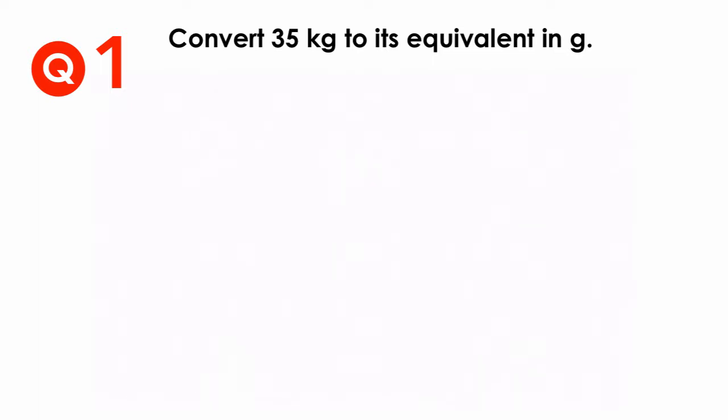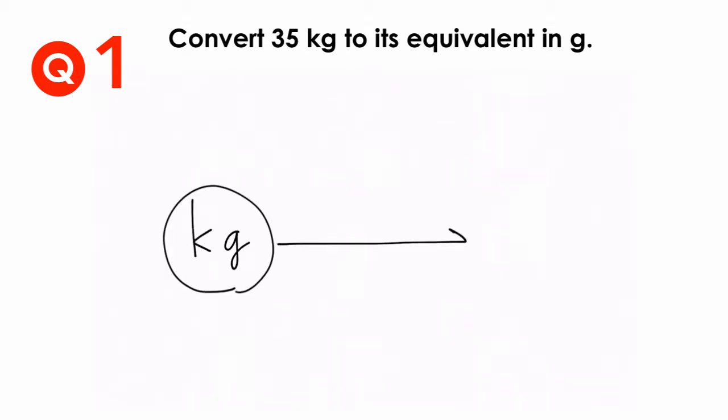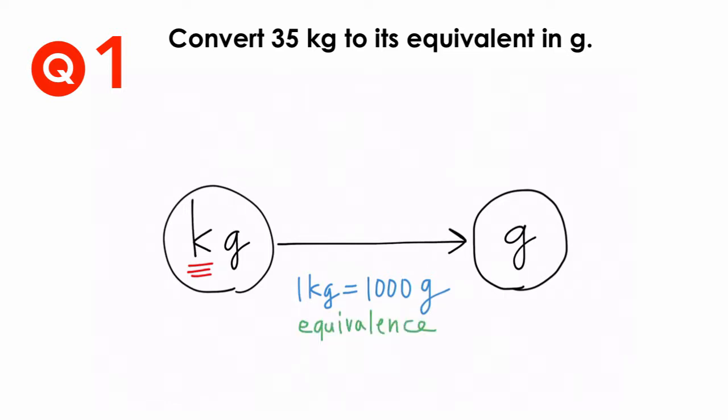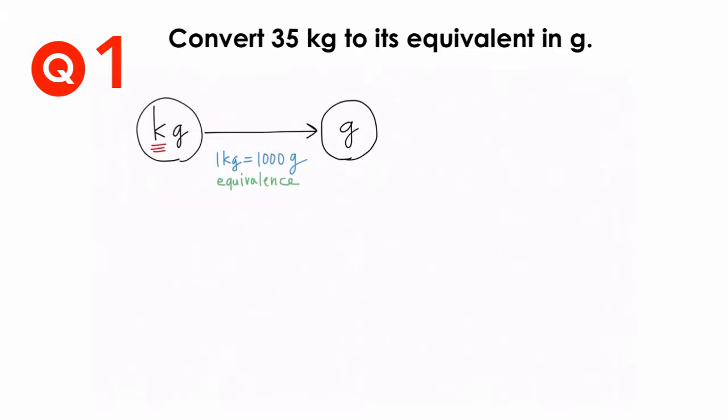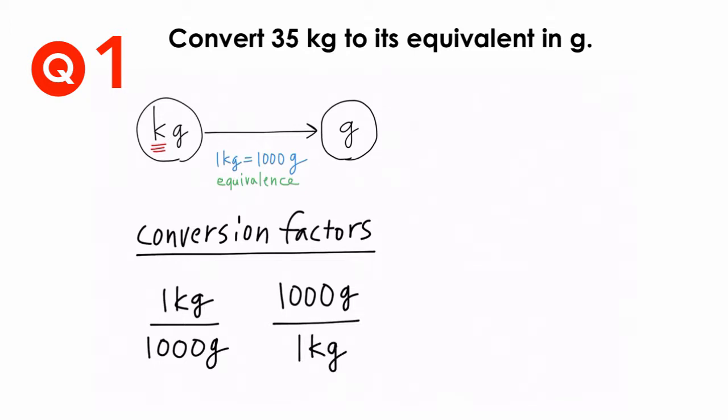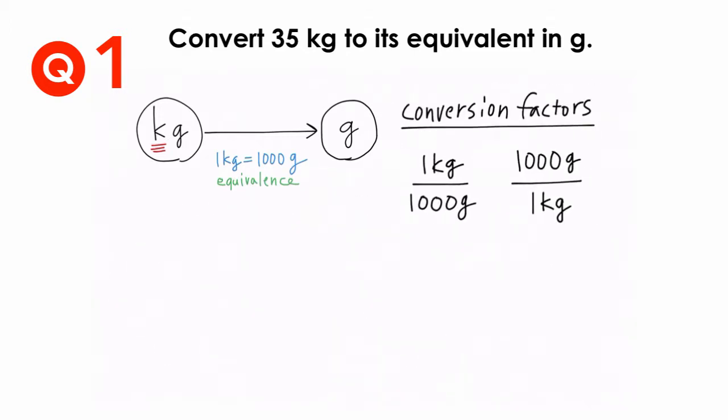In this problem, we want to convert from kilograms to grams. Kilo means 1,000, so 1 kilogram is 1,000 grams. That's the equivalence we need to solve this problem. We're going to stack these equivalent values on top of each other to make conversion factors. So we have two options: kilograms on top, grams on the bottom, and the other way around, grams on top and kilogram on the bottom.